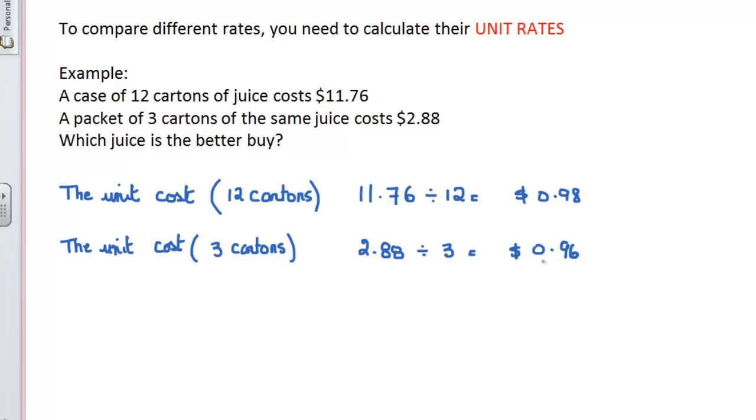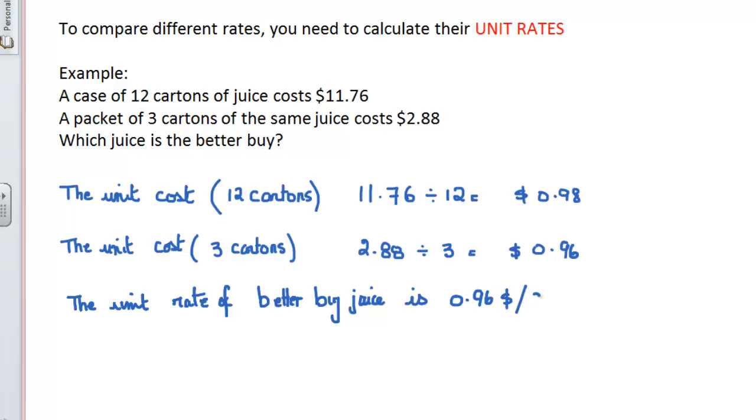And as you can see right away, if I compare the first case and the second case, I will find that the second case is better. There is less cost. So in this case, I will say that the second case of 3 cartons is the better choice. So we will say the unit rate of the better buy juice is 96 cents per carton.